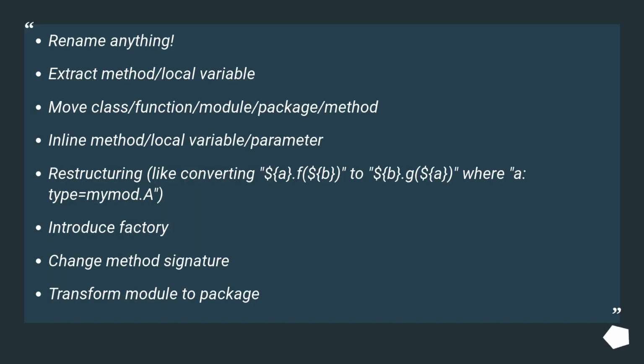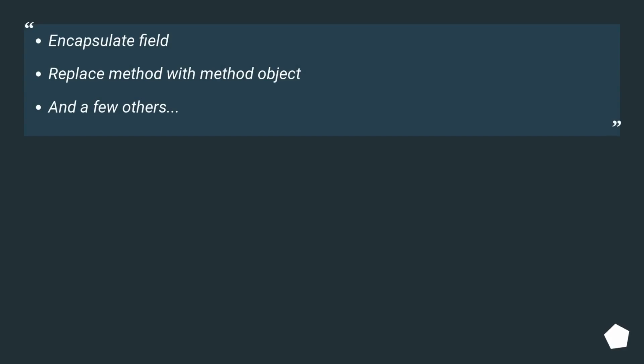Rename anything. Extract method/local variable. Inline method/local variable/parameter. Restructuring, like converting $A.$f($b) to $b.$g($a), where a, type equals mod.A. Introduce factory. Change method signature. Transform module to package. Encapsulate field. Replace method with method object. And a few others.